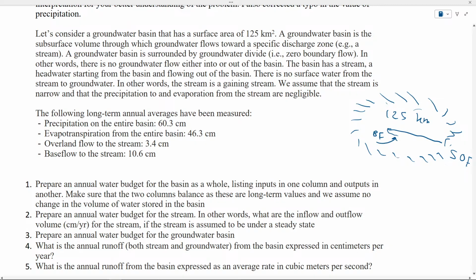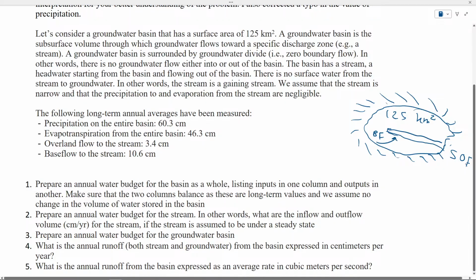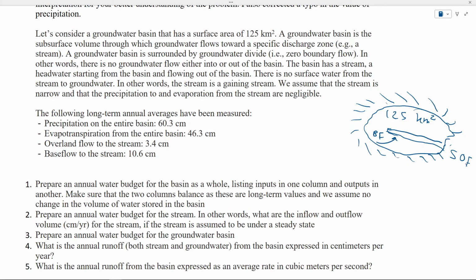This is kilometer square, not cube. Sorry. It's kilometer square here. So you have the bottom stream and then you have a stream outflow. Assume that the stream is narrow, and the following long-term annual average has been measured.